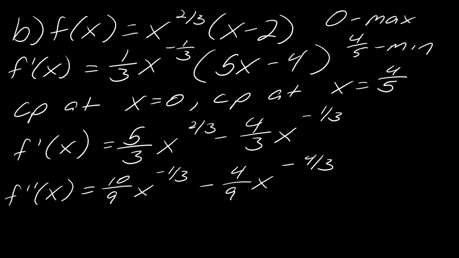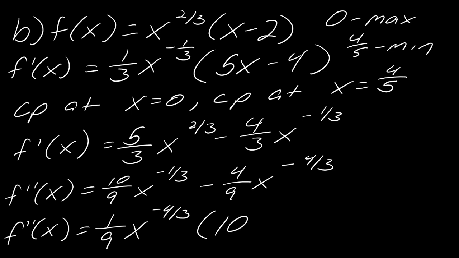Once again, if I want to factor out a common term, in this case I want to factor out 1/9, since these both have a denominator of 9. And then I'm going to factor out the largest negative exponent, so this x^(-4/3). Notice what happens if I factor out x^(-4/3). This is going to leave me with 10x, because negative 4/3 plus 1 will give me negative 1/3. And then this just becomes minus 4. So there's a slightly better way to factor that.